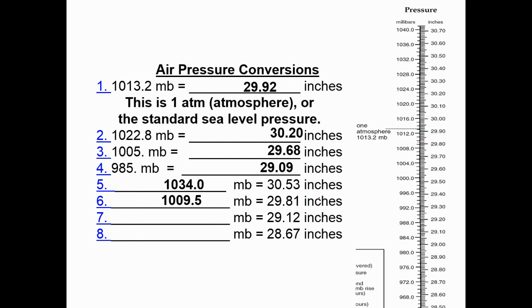Okay, so if I have 29.12, I go across, looks like it's going to be 984, 985, 986. And 28.67, 28.65, 66, 67, 971. Okay, so hopefully you feel pretty confident converting those air pressures. This is as complicated as it's going to get. So if you can do this, then you're in good shape as far as this learning target goes. So here we go. We completed this learning target.